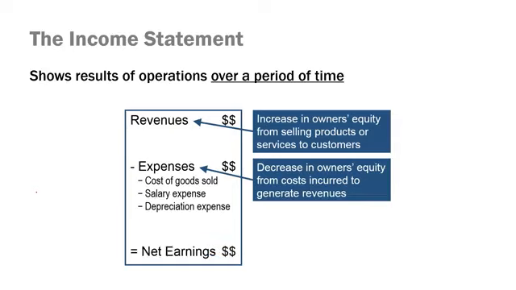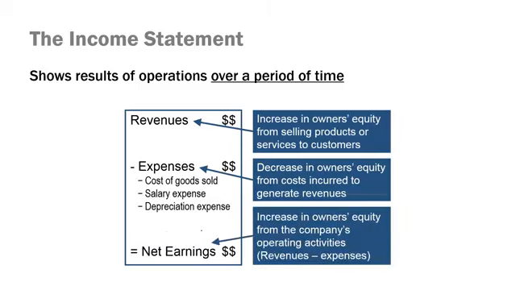If we subtract the expenses from the revenues, we're left with net earnings, or very frequently in fact, this is called net income or net profit. These terms are used interchangeably. Net earnings, of course, would be the increase in owner's equity from the company's operating activities, or more cleverly described as revenues minus expenses.